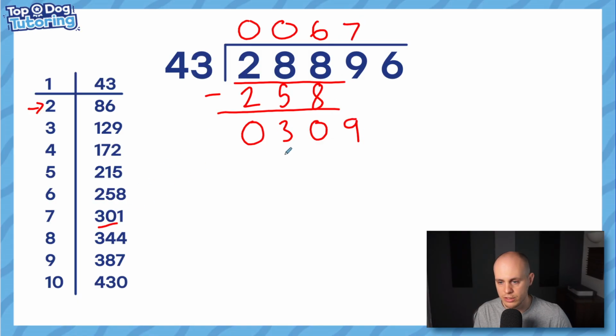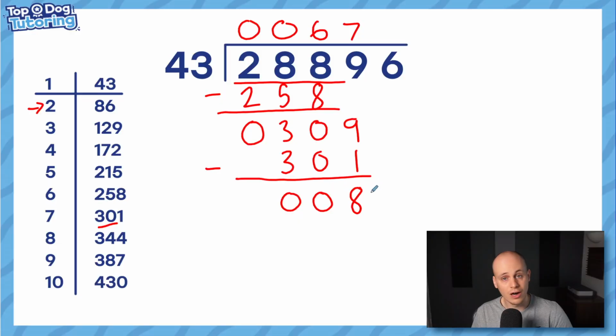And we knew it was 301. So I'm going to go ahead and write my 301 here and do the same thing. I'm just going to use subtraction to find my remainder. 9 take away 1 is 8, 0 take away 0, and 3 take away 3. Okay, so we've got our 8 left over.